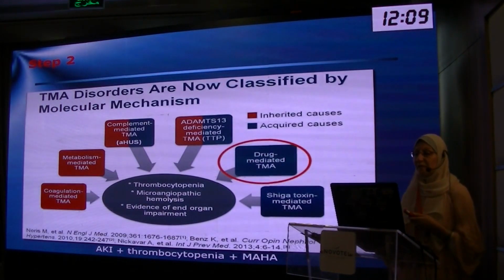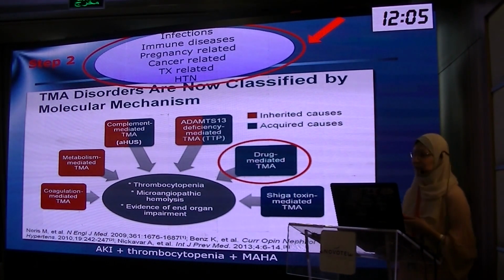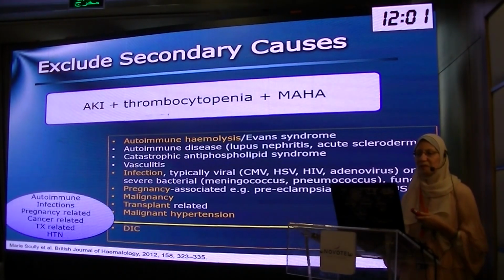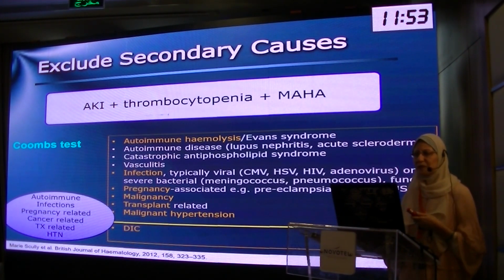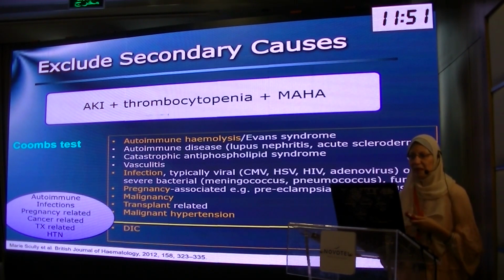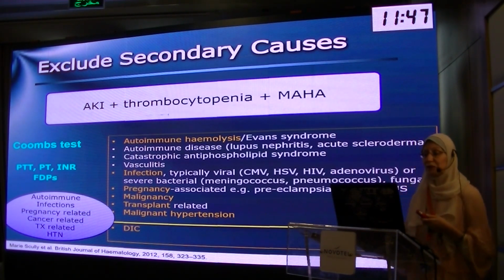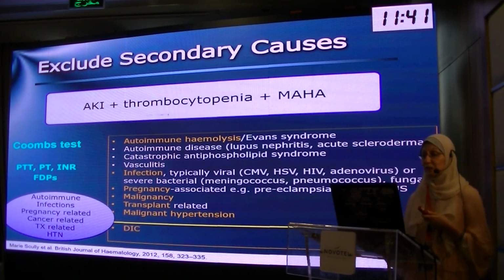Now, the second step will be to exclude the secondary causes, and this is also very important. A very quick test to do first is the Coombs test, because this is going to exclude autoimmune hemolysis, Evans syndrome. Another thing we can do quickly to exclude DIC, which can mimic TTP, is the coagulation profile, because the coagulation profile is basically normal in TTP. It's going to be abnormal in DIC, and there's going to be an increase in fibrin degradation products.